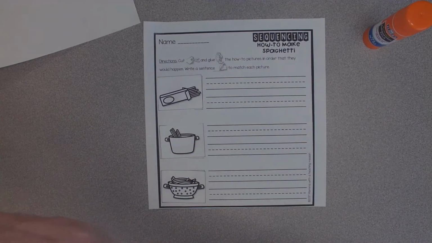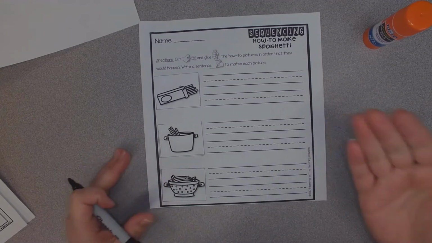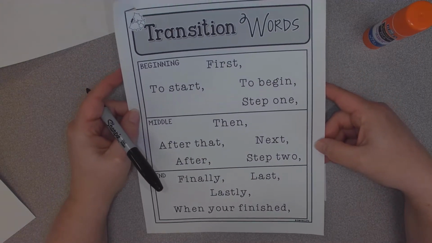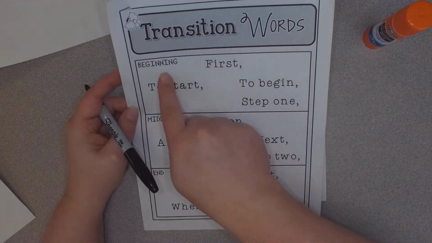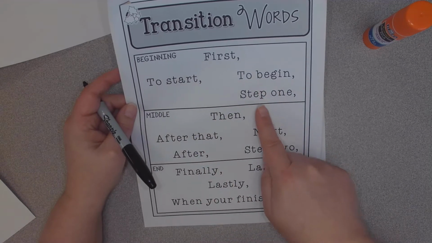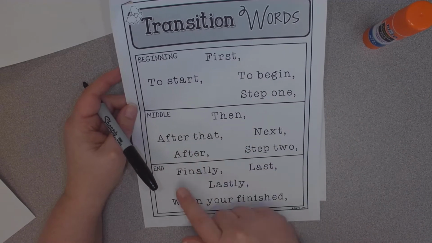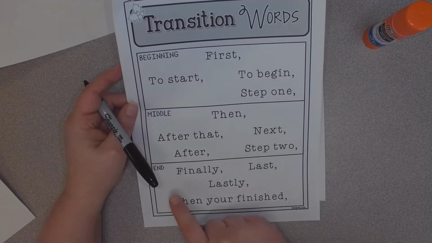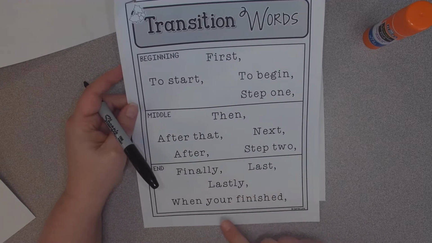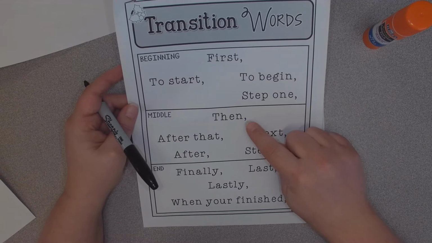Okay, fantastic. So now I need to do the writing that goes along with this. And procedural writing is kind of nice because you know exactly what you need to write. I'm going to just show you here. The beginning page on this writing booklet is called Transition Words. And it tells us at the beginning, when we're trying to do procedural writing, we can choose a bunch of different things. We could choose to start, first, to begin, or step 1. When we get to the next step, which is the middle, we can say then, or after that, or after, or next, or step 2. And at the end, when we're doing the third picture here, we could use finally, last, lastly, or when you're finished.